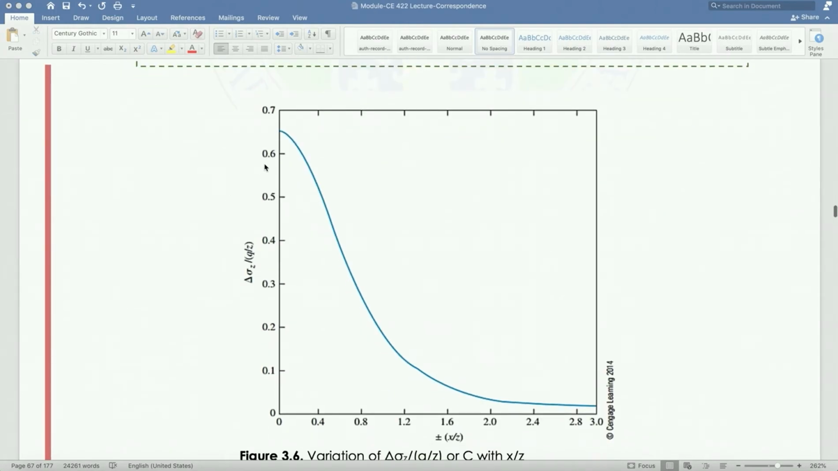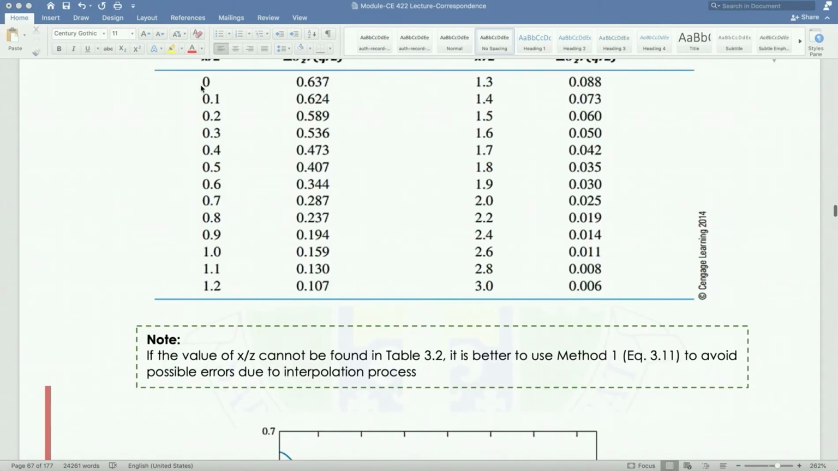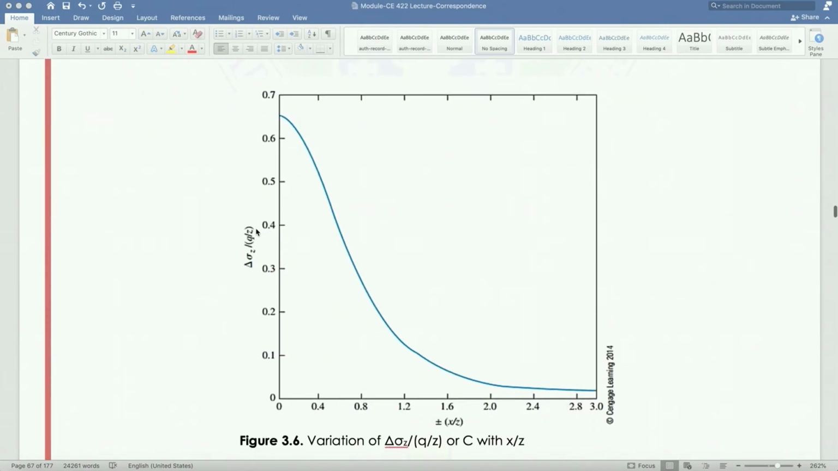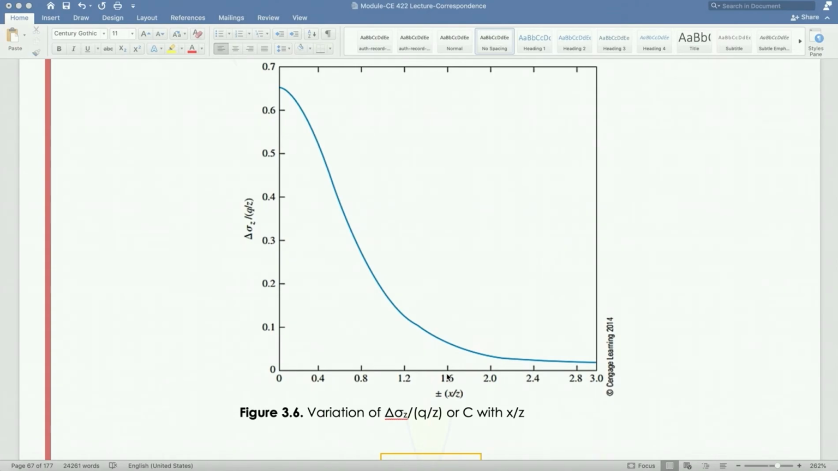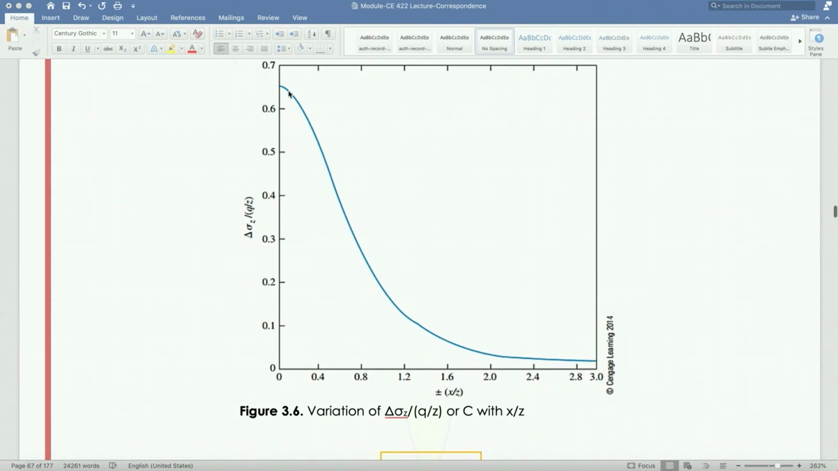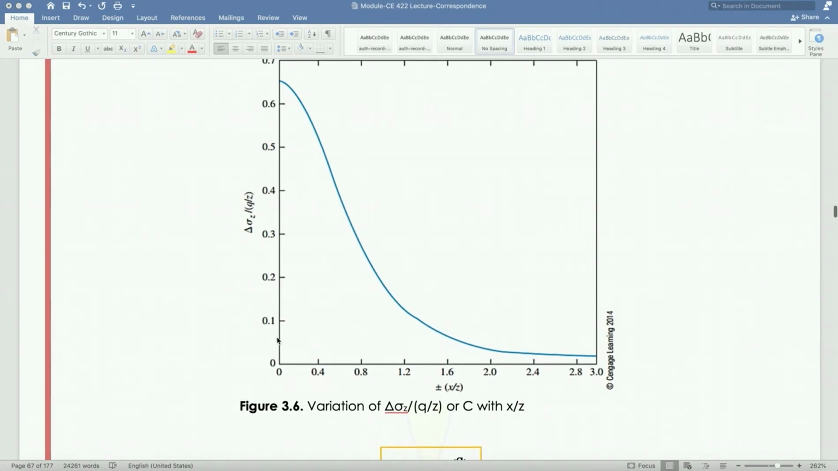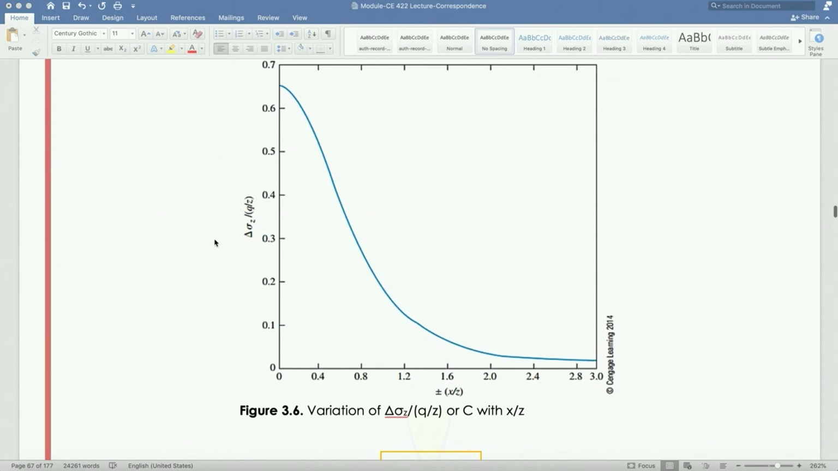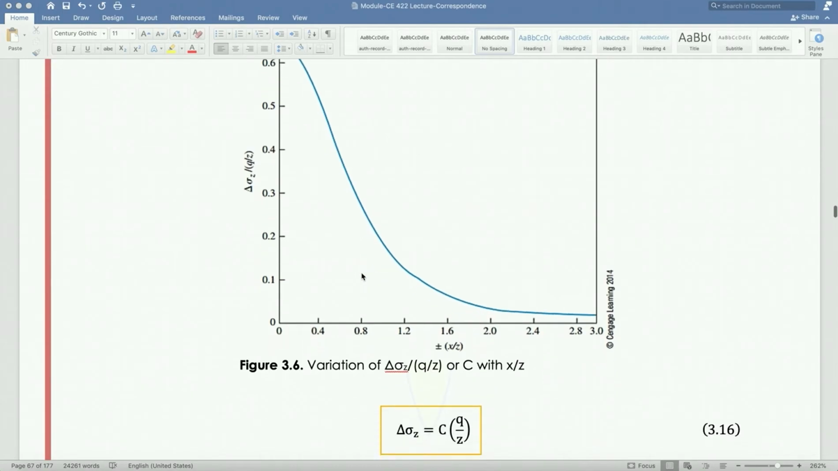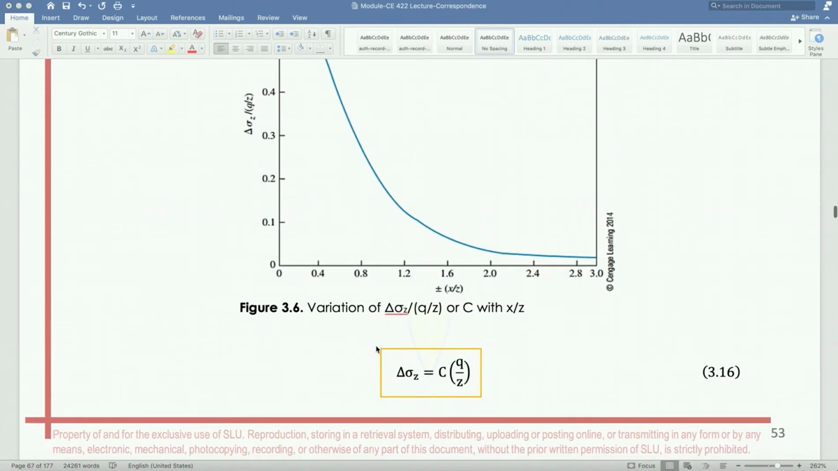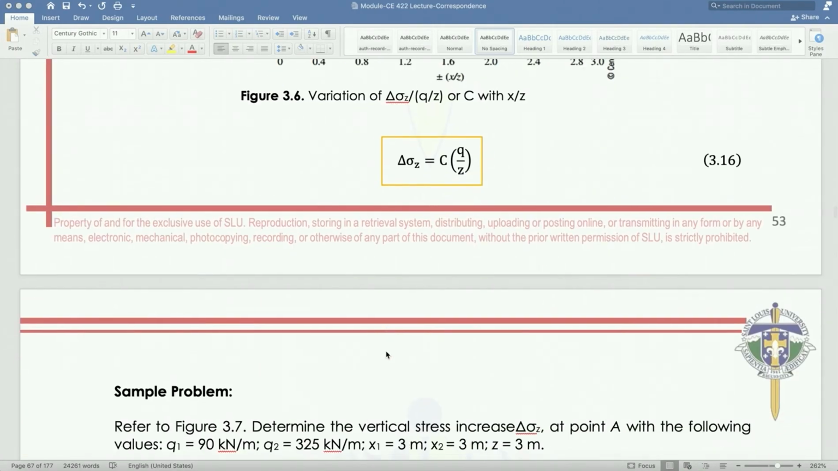Okay, so where do the values in this table come from? They came from this chart. So again, we get the value of x over z, project it vertically until it hits our graph. Then we project it horizontally. Then from there, we get the value of delta sigma z over q over z. Okay, so this will be our working equation for the table method, or using the table.